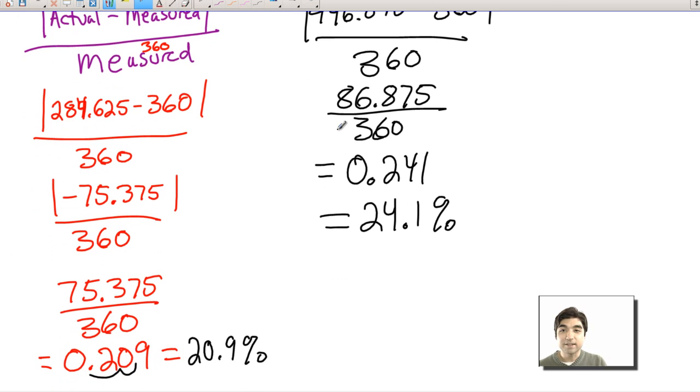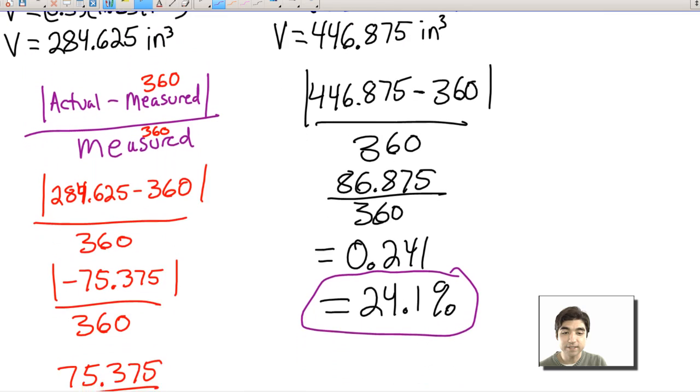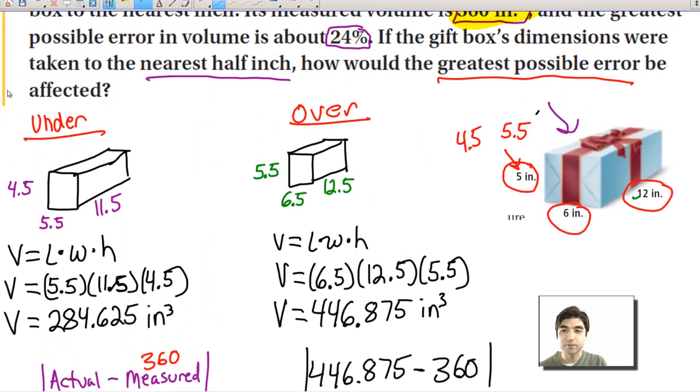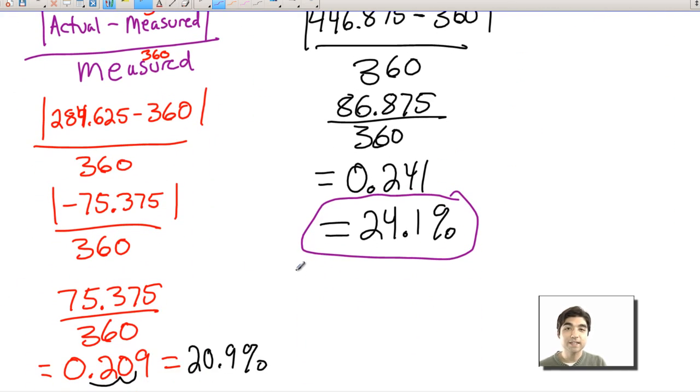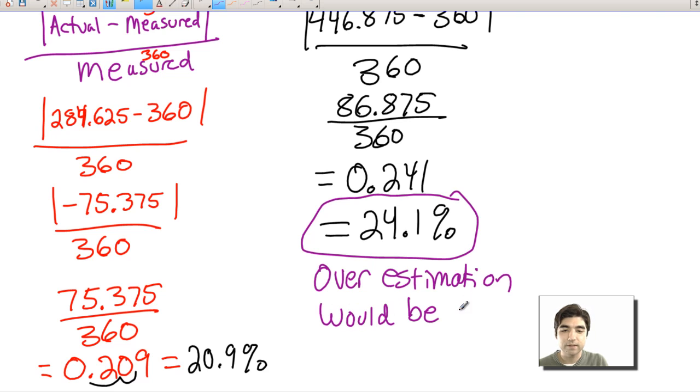So the biggest percent error in the measurement would come from an overestimation of a half of an inch on all the dimensions. Now we need to compare this 24.1% to this. So unfortunately, if we overestimate all the dimensions by half an inch, we would be over. So overestimation would be more than the allowable limit.